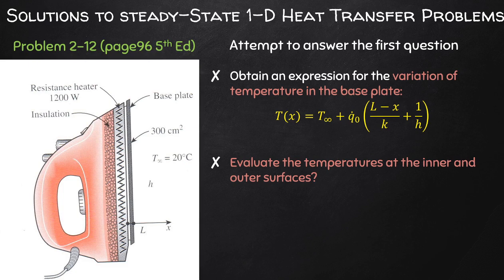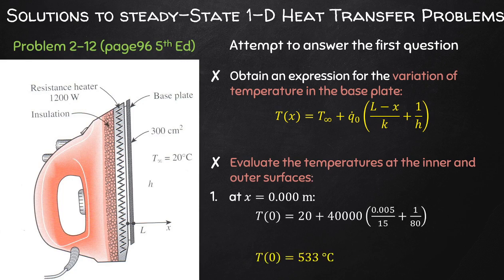Now to determine these two temperatures, we do this by just applying the boundary conditions. The first boundary condition that we have is x equal to 0 meter, and the temperature that we calculate in this case is T equal to 533 degrees Celsius, which is pretty high. Now let's look at the other boundary where x is equal to 0.005 meter. We find a temperature of T equal to 520 degrees Celsius.